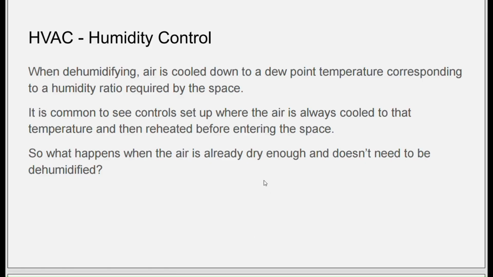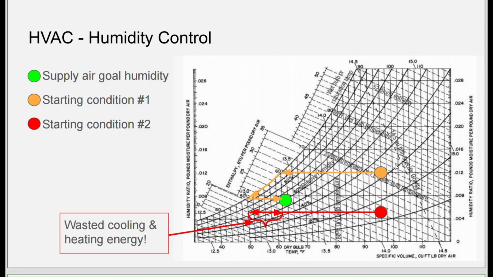Now, here's the problem with that. What happens if the air is already dry enough and it didn't need to be dehumidified? Here's what you're going to do. If this orange is the typical process where you have to dehumidify down here, what if instead of starting at this orange point, you're starting at this red point? Your controls are saying, okay, cool down to this dew point no matter what. Okay, so I cooled down to there. Now I'm at this temperature, I'm at 50 degrees. But guess what? My humidity ratio didn't change, so I did not dehumidify that air at all because it didn't need to be.